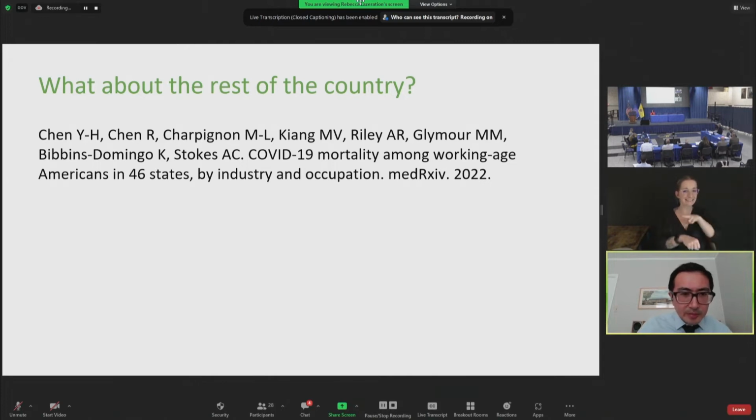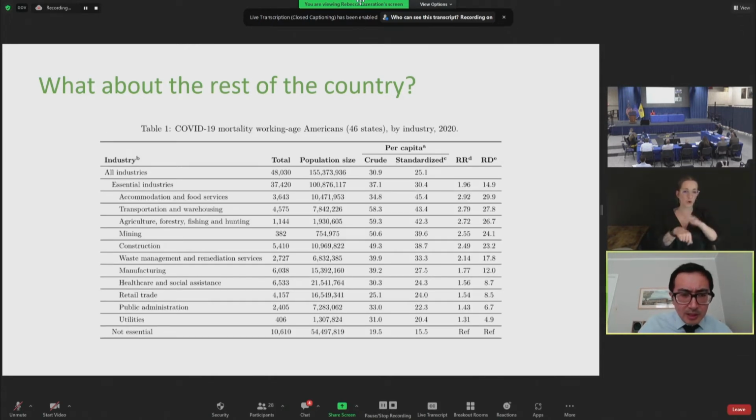So next slide. So this table shows, this is now per capita COVID mortality. I'll draw your attention to the standardized column. That's the age standardized COVID mortality rate for different occupational groups. So very, very similar findings to what we see in California: accommodation, food services, transportation, and so forth. Next slide.